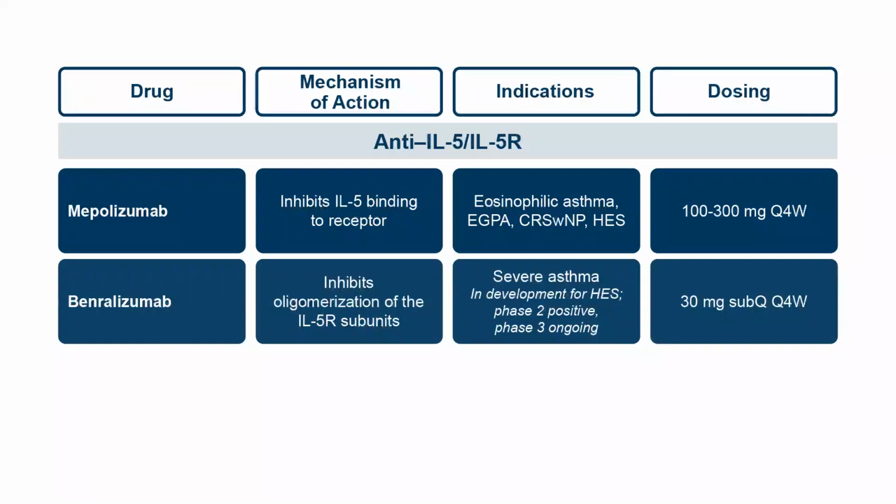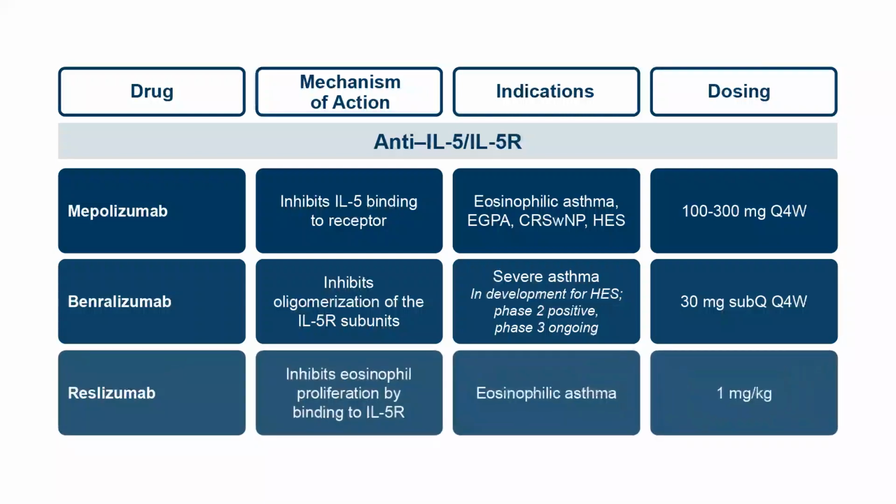Benralizumab, on the other hand, is an IL-5 receptor agent, and it functions by causing antibody-dependent cell cytotoxicity of eosinophils. It is indicated for severe asthma, and a phase 2 study for hypereosinophilic syndrome showed good results. A current phase 3 study is ongoing for hypereosinophilic syndrome. It is dosed subcutaneously at 30 milligrams every 4 weeks for the first 3 months, followed by every other month for asthma, and the dose for HES is monthly.